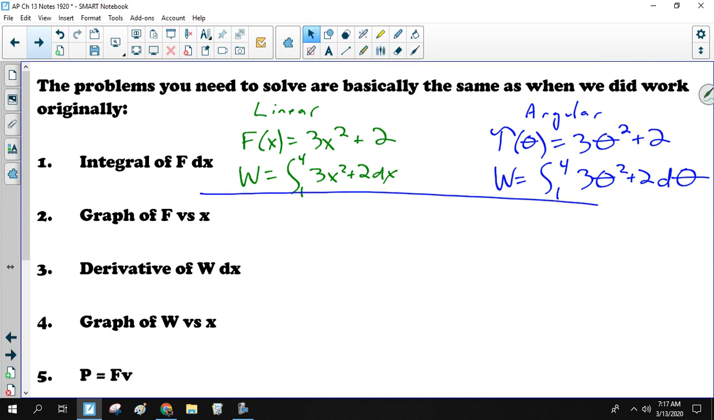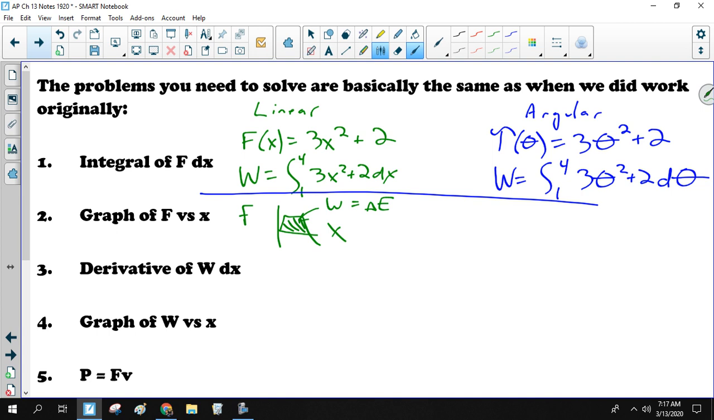What about graphs? Well, linearly, I might give you a graph that looks like this, force as a function of position, right? We can find the area, and that area would tell us how much work was done, right? Okay, and don't forget, too, you can always relate that work to some sort of change in energy. For the purposes of this chapter, because we're talking angular, we're going to be talking about change in rotational kinetic energy, usually.